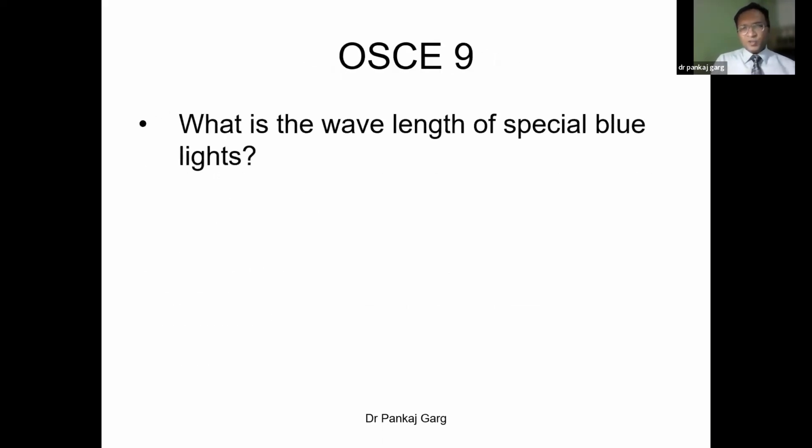So what is the wavelength of spatial blue light? Simple question. Spatial blue light, what is the wavelength? 460 to 490, 460 to 480, okay. So most of you are very close, right? 460 to 499, that's wrong. Spatial blue has a very narrow wavelength. Okay. Next.